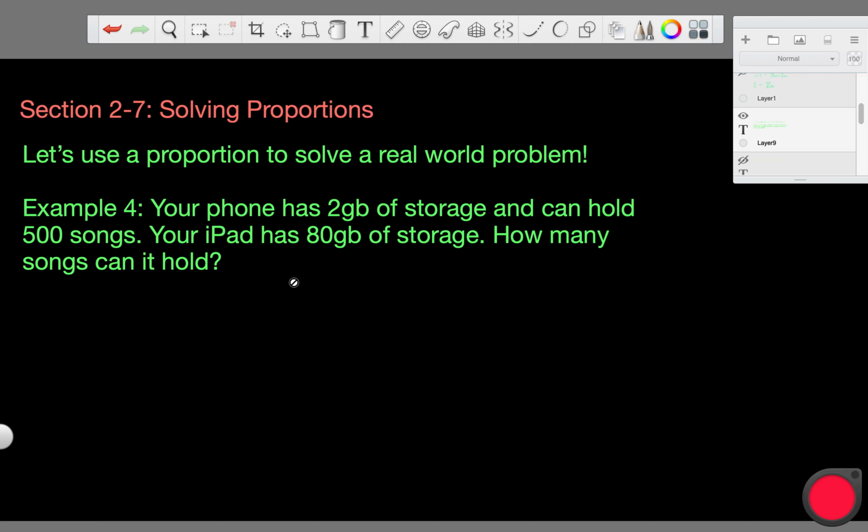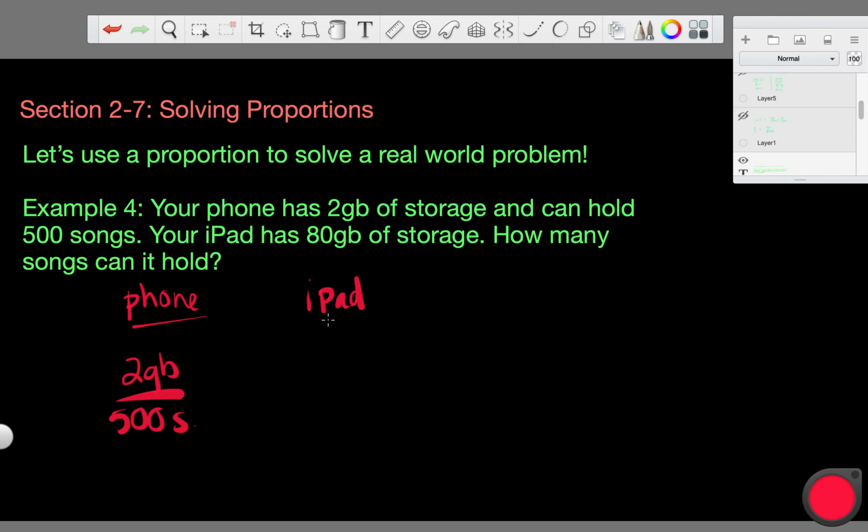Okay, so we're going to set this up. So I'm going to first look at your phone. Okay, so your phone we know has 2 gigabytes, and that equates to 500 songs. I'm just going to do S, okay? So now let's see what we know about your iPad. Your iPad has 80 gigabytes, and we don't know how many songs it has, right? So I'm going to do X songs, okay? And in order to figure out how many songs it has, we are going to set these two ratios equal to each other to create a proportion to figure out how many songs.